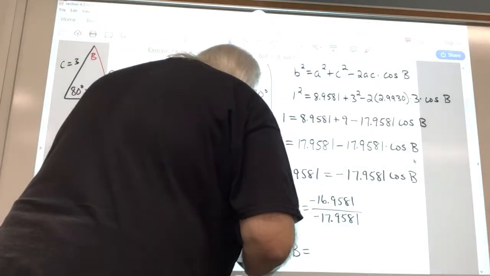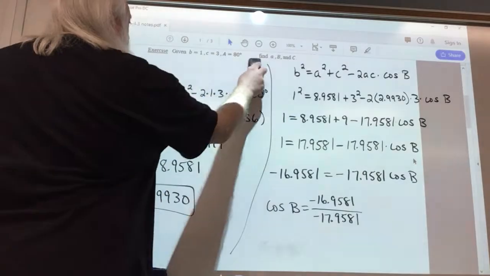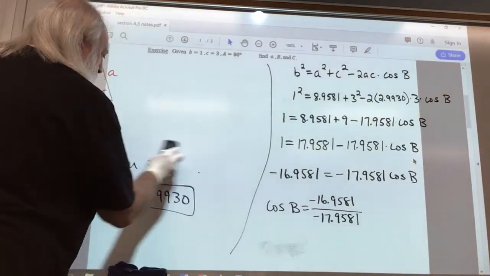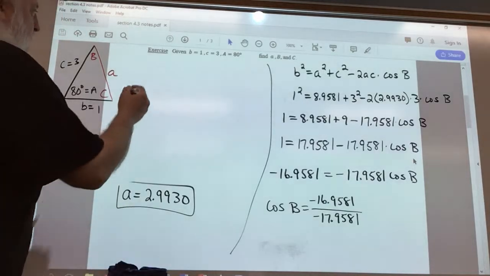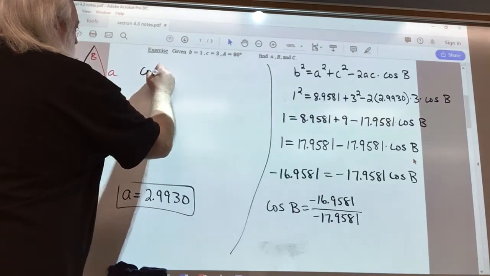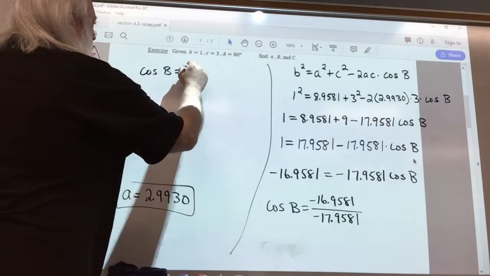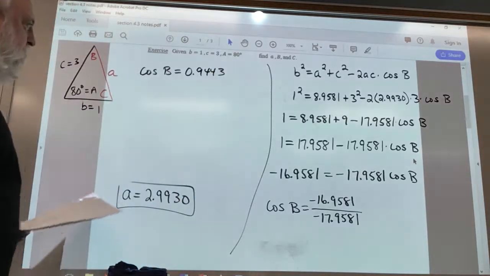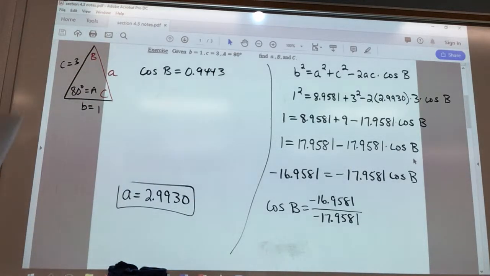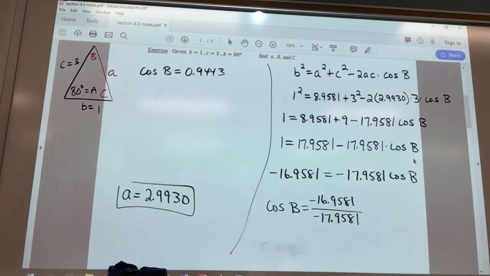is equal to, actually I'm going to write it up here. We don't need this stuff up here anymore, but I will save this part down here, A. We have the cosine of angle B is equal to, on the right hand side, 0.9443. So the cosine of this angle B here is equal to 0.9443.